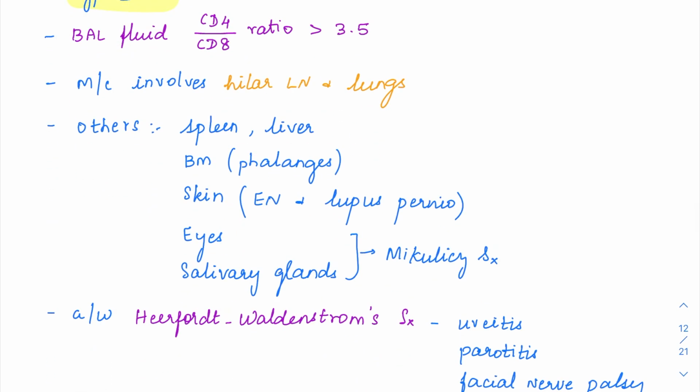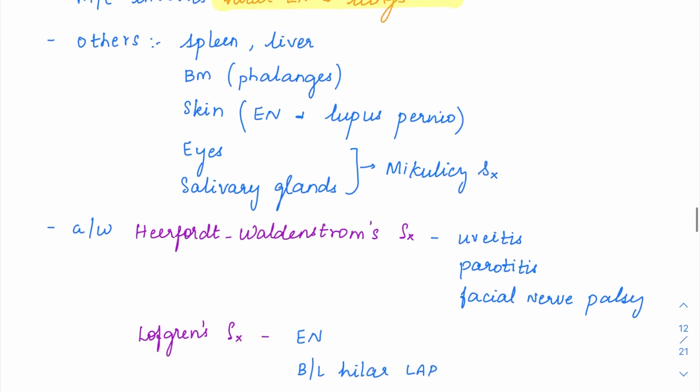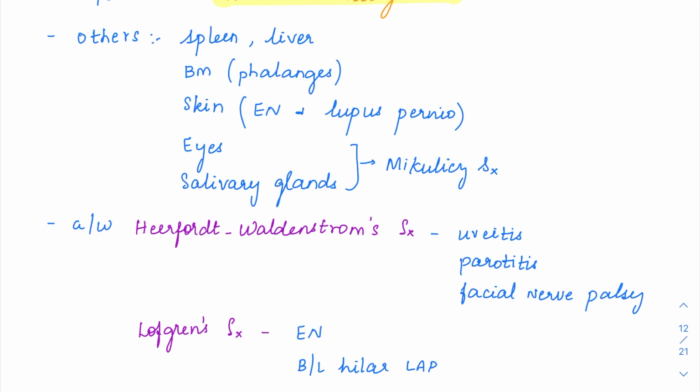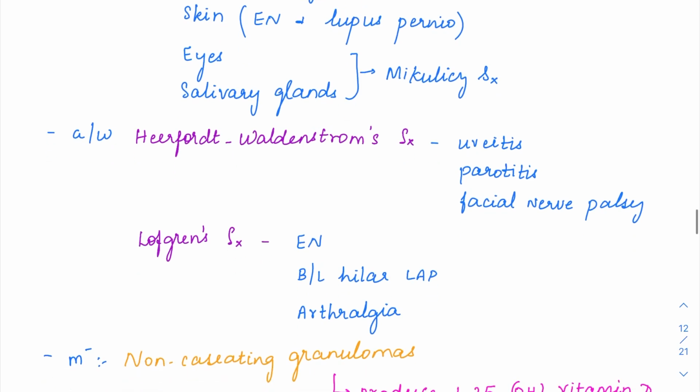And most commonly, even though sarcoidosis is a multisystemic disease, it involves the hilar lymph nodes and the lungs. Other than that, the other organs which can be involved in sarcoidosis will be liver, spleen, skin, eyes, then also salivary glands, which can result in Mikulicz syndrome. Then even the bone marrow, wherein the phalanges have a common predilection, can also be affected.